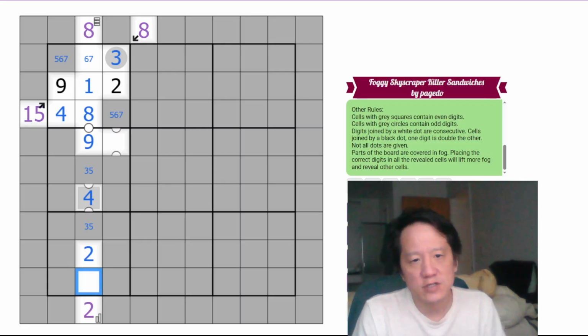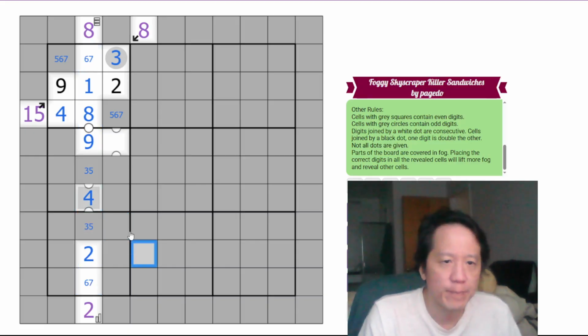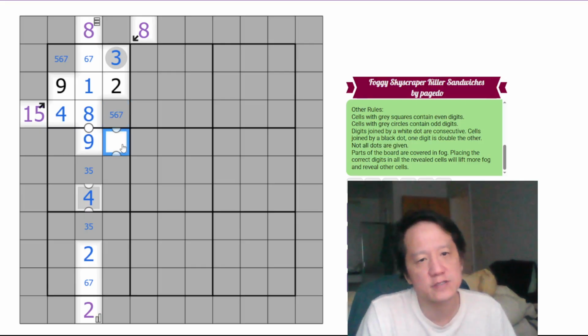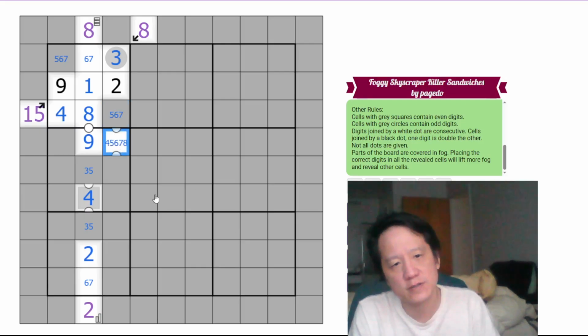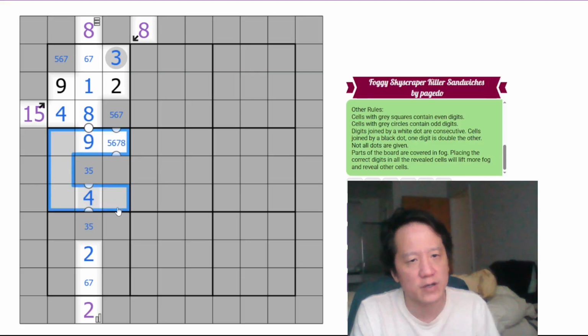Which leaves this as a 6 or a 7, which it would see. 5, 6, or 7 is consecutive with 4 through 8, but this can't be 4. So it could be 6, 5, 4, but the problem is 4 is already in the box. So this can't be 6, 5, 4. It could be 5, 6. This can't be 8, because if this is 8, this is 7, this is 8, 9. We already have a 9 in the box.